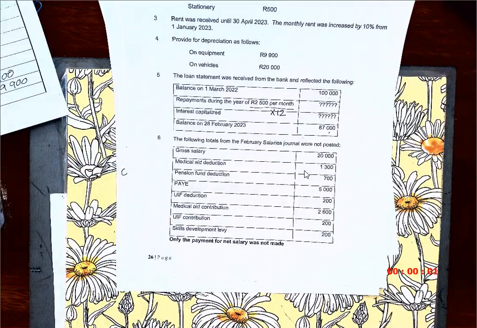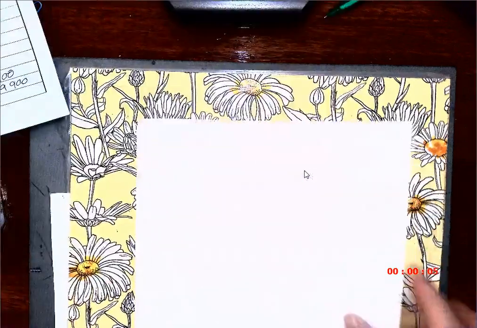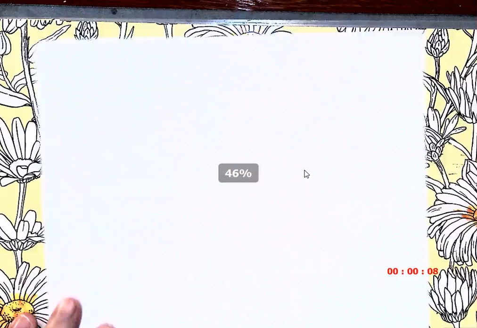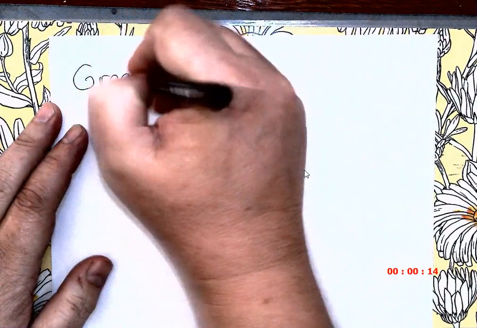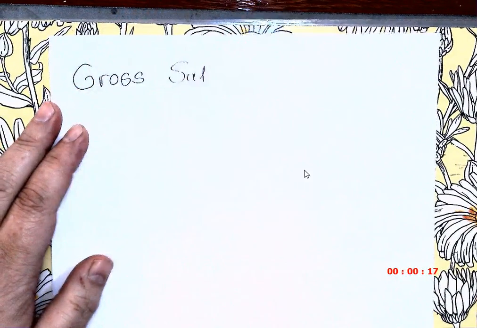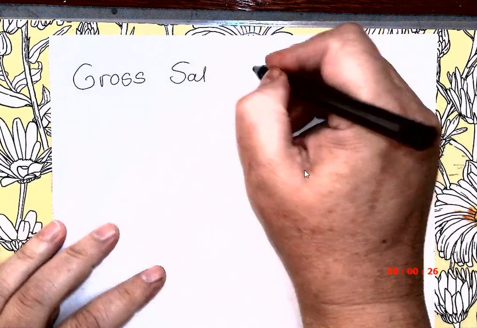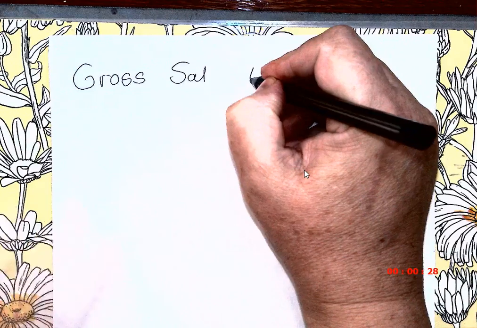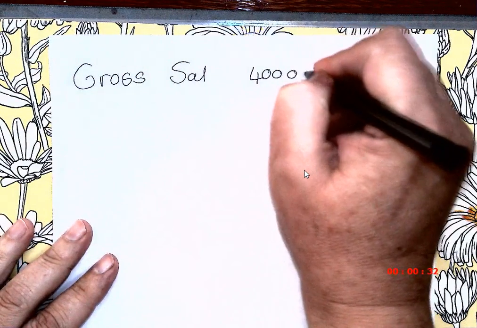Refresh your mind on how salary and wages work. Salary and wages basically works like this. I have what I call my gross salary or gross wage. This is the amount that is on my contract. On my contract, I earn 40,000 Rand a month, meaning for the year, let's say I earn 400,000 a year.